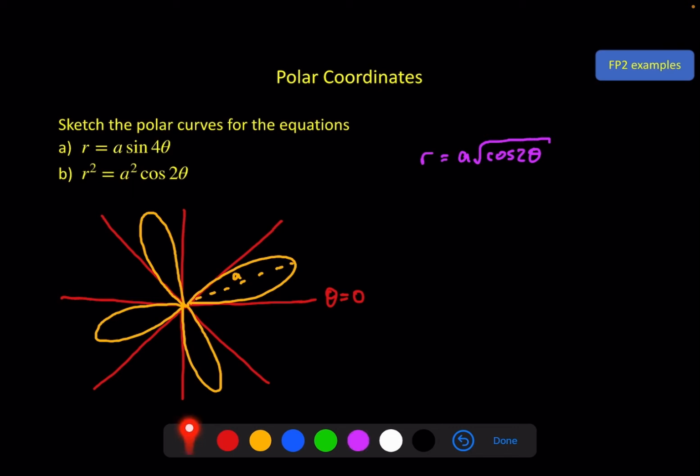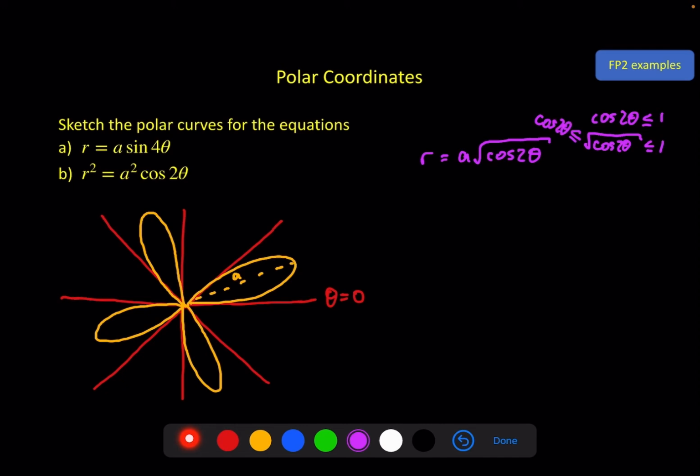All we need to do is consider what does the square root of cos 2 theta look like compared to cos 2 theta. And you know that cos 2 theta is less than or equal to 1, therefore the square root of cos 2 theta is not only also less than or equal to 1, but greater than or equal to cos 2 theta, because when you square root a decimal, it gets bigger.